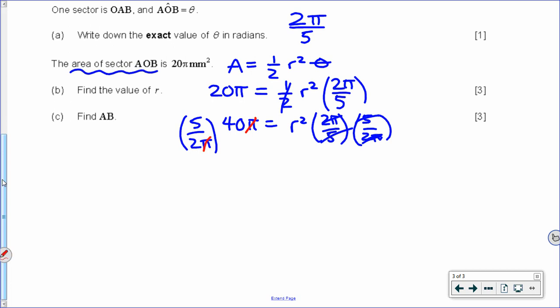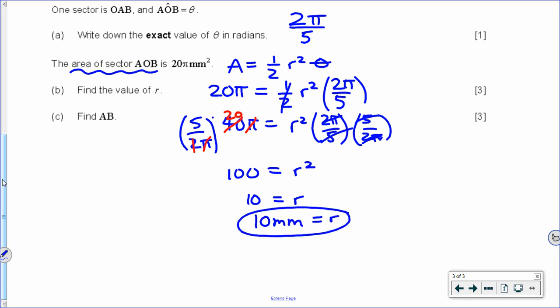40 and 2 can also reduce to 20 and 1. So if you're attempting to do this without a calculator, now you have a much easier multiplication problem to do. It's just 5 times 20, which is 100. 100 equals R squared, and then you could plus or minus square root, but we don't need the negative square root because it's the radius of a circle and it can't be negative. And so 10 millimeters equals R.